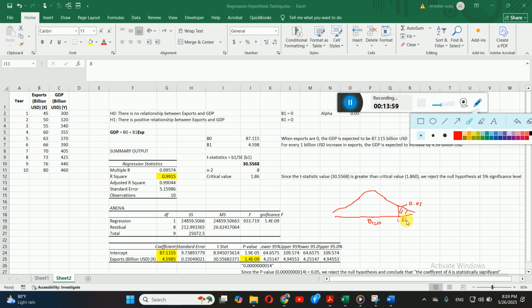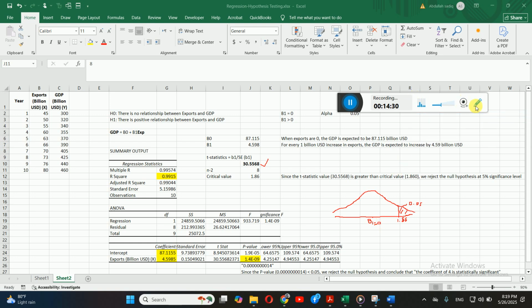Now the t statistic we found is 30.55. So this is above the critical value of 1.86, which is the boundary. It means it's under the p value of 0.05 cumulative probability. That's why you can reject the null hypothesis. So this is another method of rejecting the null hypothesis. This is just the concept behind it, so hopefully the idea is clear.